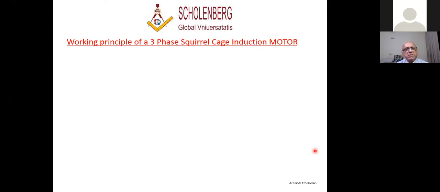Now, in this slide, I'm going to explain how a 3-phase squirrel cage induction motor works. One, a motor requires 2 magnets. For any motor to work, it requires how many? 2 magnets. Magnets have the power to attract each other and repel each other.